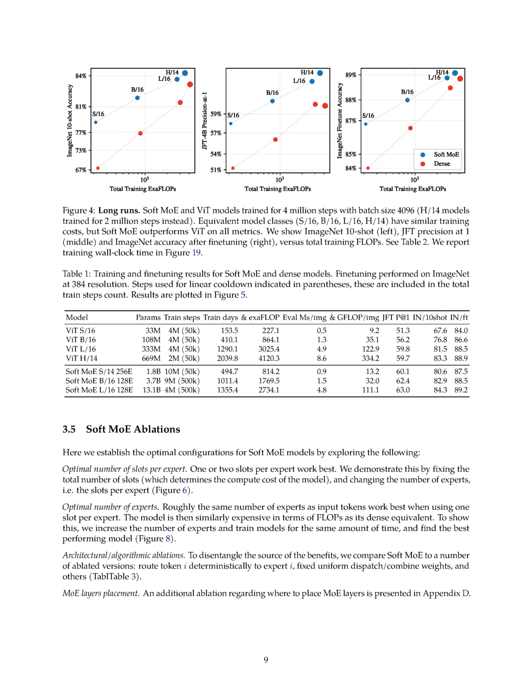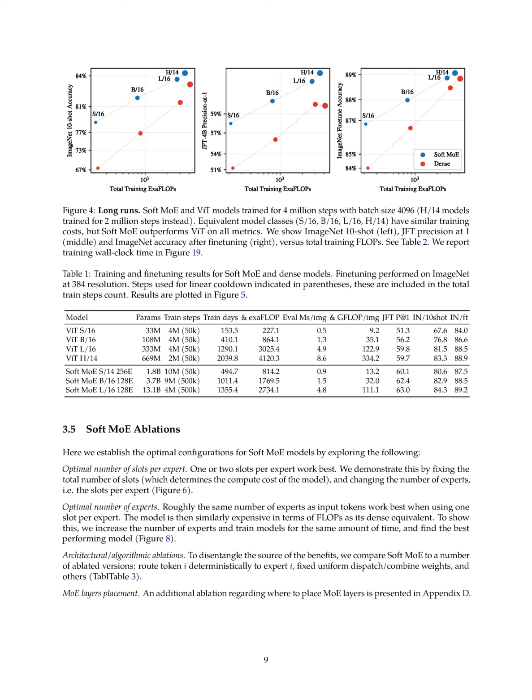2. Optimal number of experts. Roughly the same number of experts as input tokens work best when using 1 slot per expert. The model then has a similar computational cost in terms of flops as its dense equivalent. We demonstrated this by increasing the number of experts in training models for the same amount of time, and then identifying the best performing model.